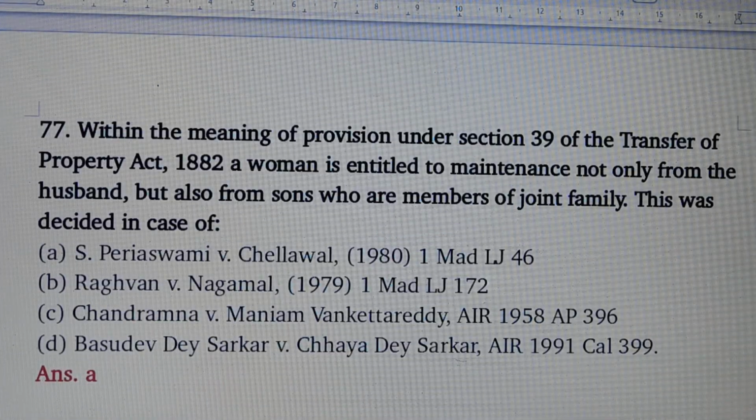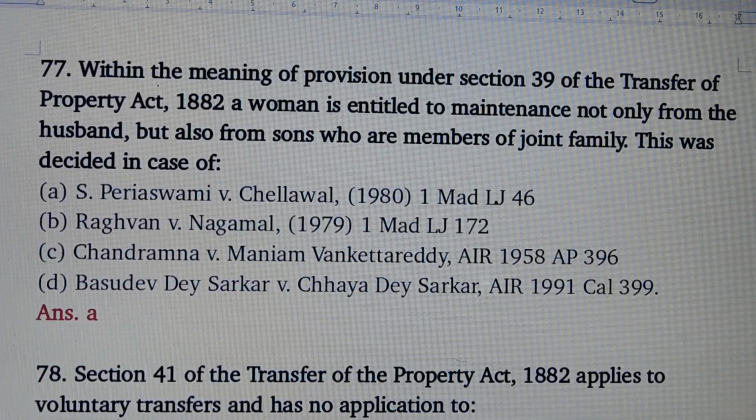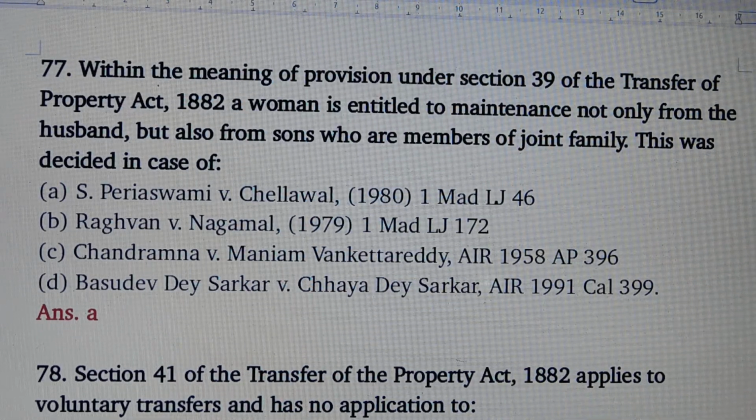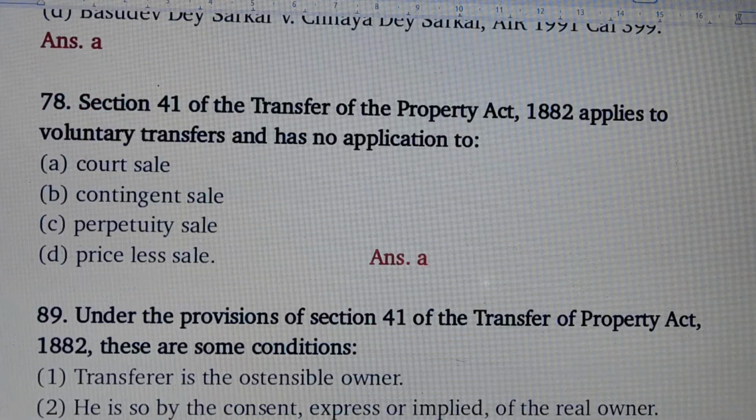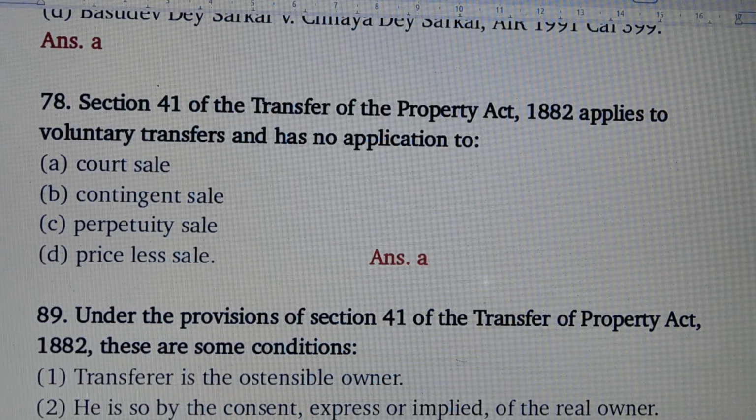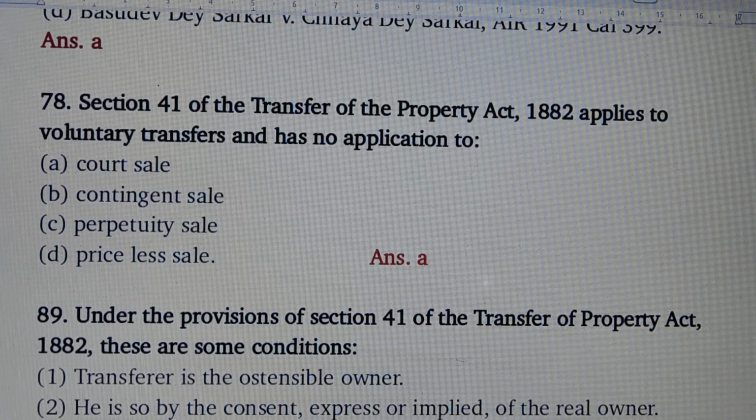Question number 77. Within the meaning of provision under section 39 of the Transfer of Property Act, a woman is entitled to maintenance not only from the husband but also from sons who are members of joint family. This was decided in case of Periaswamy versus Chellawal. Answer is option A, yes. Question number 78. Section 41 of the Transfer of Property Act applies to voluntary transfers and has no application to court sale. Answer is option A.